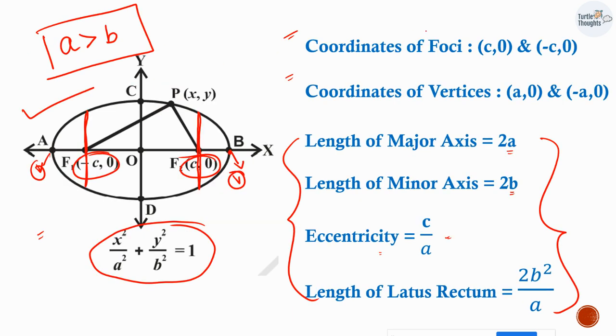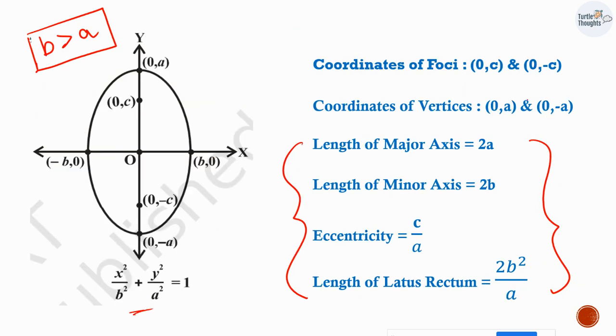For the x-axis one, the coordinates of the foci are c comma 0 and minus c comma 0. The coordinates of the vertices are a comma 0 and minus a comma 0. For the one elongated along the y-axis, the coordinates of the foci are 0, c and 0, minus c.